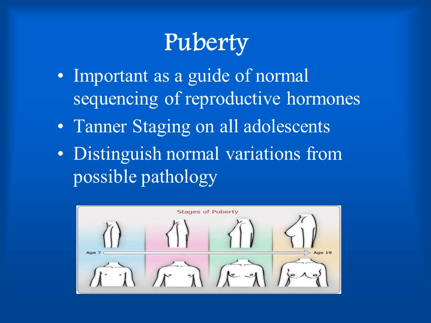In puberty, we look at certain stages called Tanner staging that we perform on all adolescents. It's very important as a guide of the normal sequencing of reproductive hormones. In this way, we can compare and see what are the normal variations from any possible pathology. As you can see by the graph, just the chart of stages of puberty for girls from breast buds to full breast development, which takes almost 12 years for complete development.